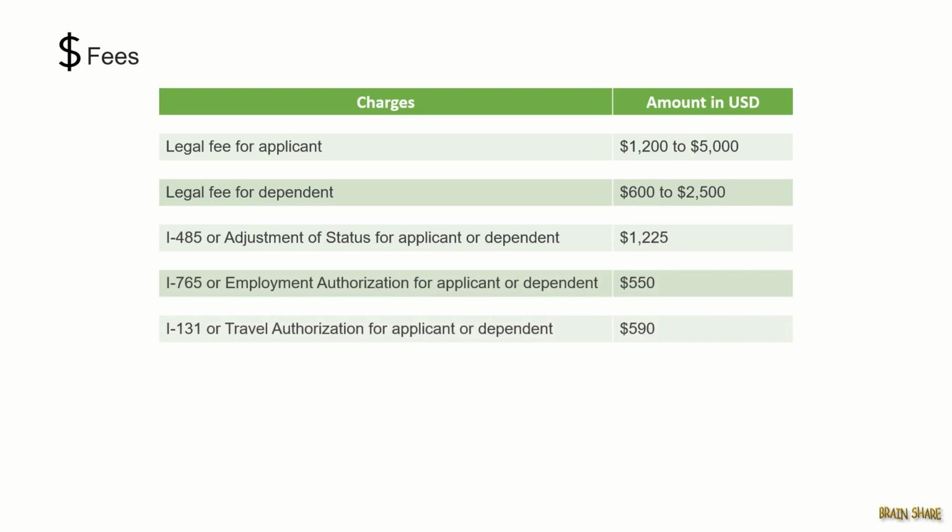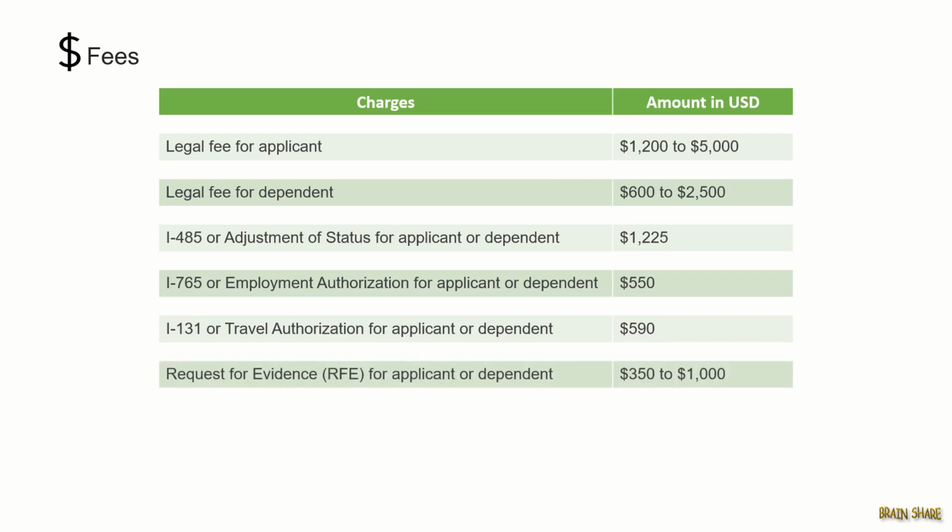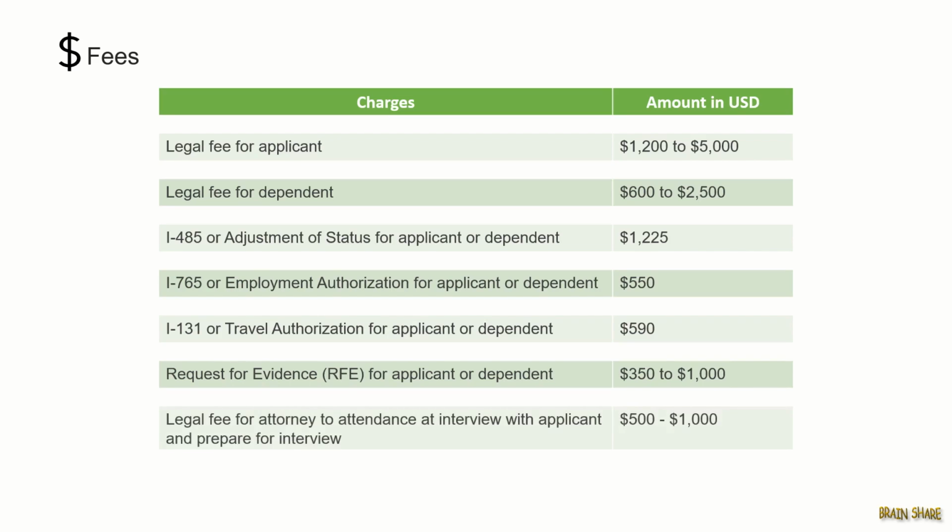I-131, or travel authorization, for applicant or dependent, per person it is $590 in case it is not filed with 485. In case both employment authorization and travel authorization are filed along with I-485, there are no additional fees for both the forms. In case there is a request for evidence, or RFE, for applicant or dependent for any of the forms, the attorney charges anywhere between $350 to $1,000 to respond to one RFE. And the last one is the legal fee for the attorney to attend an interview with the applicant and prepare for the interview. It ranges anywhere between $500 to $1,000.